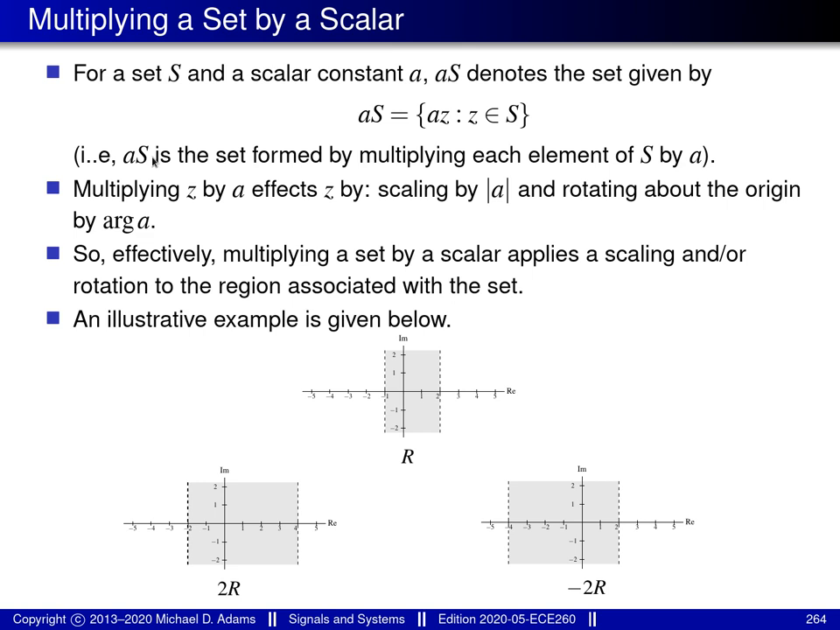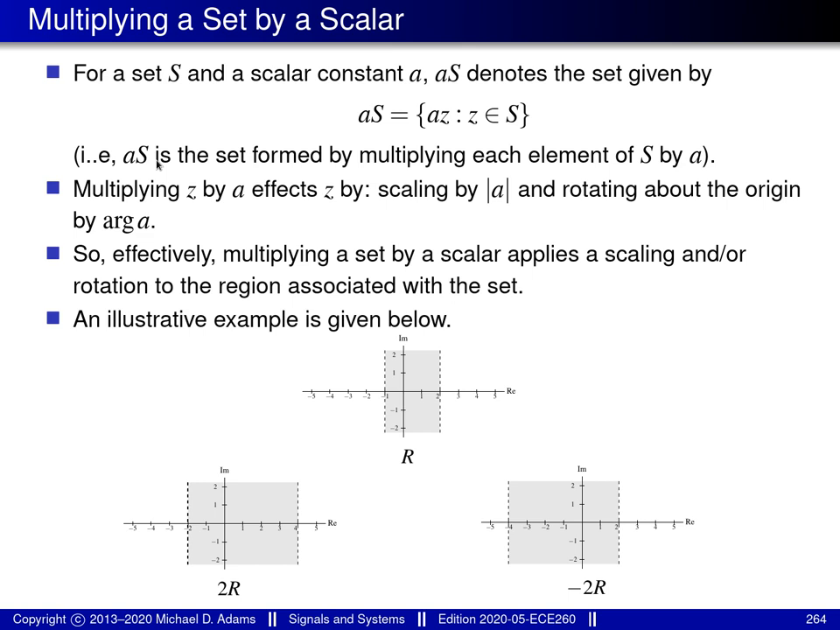In the case that A is real, a rotation only takes place when A is negative. And since the rotation is by pi in this case, the end effect is that the region associated with the set appears flipped left to right. An example illustrating the multiplication of a set by a scalar is shown in the figures at the bottom of the slide.